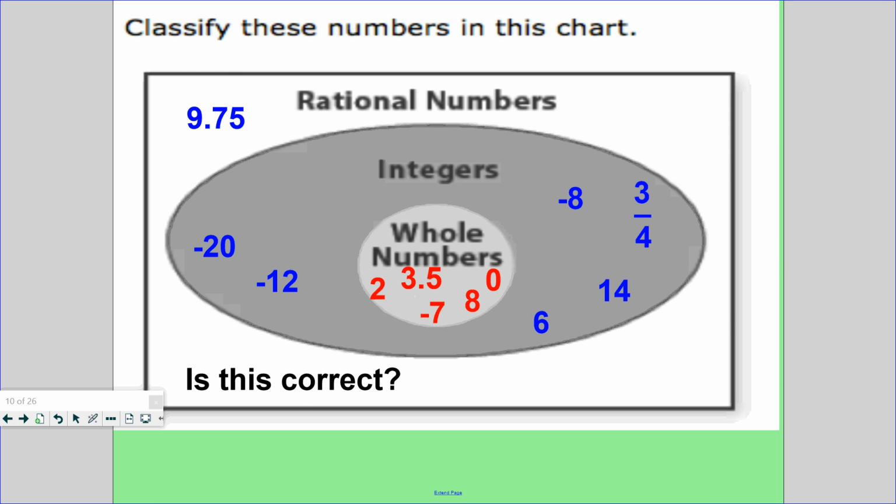And last activity is the last one. In here, can you tell me which number is in the wrong spot? What's in the wrong spot? Let's look closely. Do you notice anything in here that's in the wrong spot? I see 3 and 5/10, a rational number, wrong spot. Is the whole number supposed to be positive? Wrong spot. Wrong spot. 3/4. 6 is a whole number. 14 is a whole number. And now we're done.